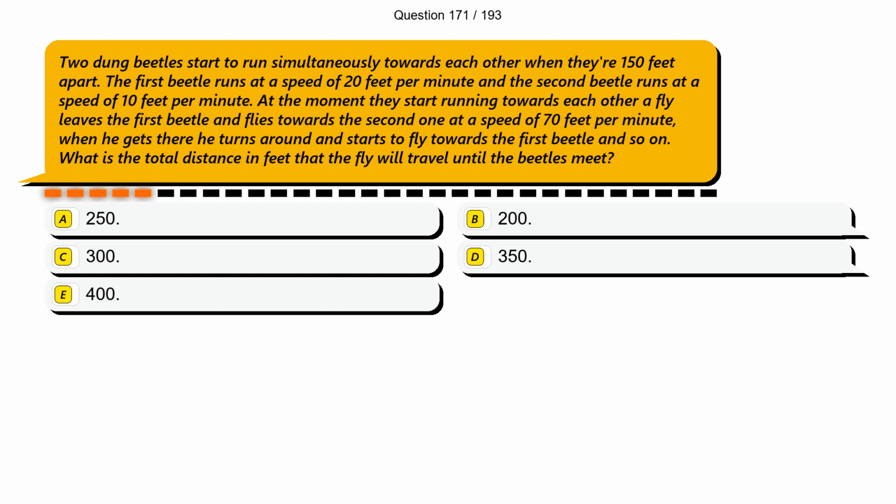Option A, 250. Option B, 200. Option C, 300. Option D, 350. Option E, 400.